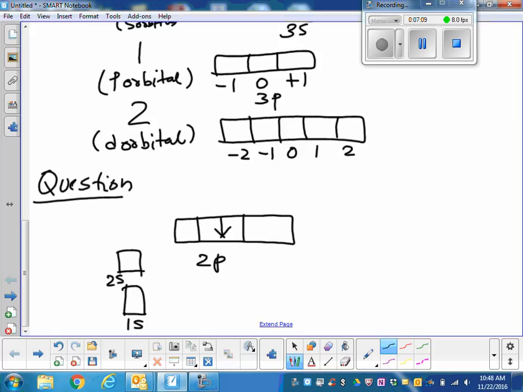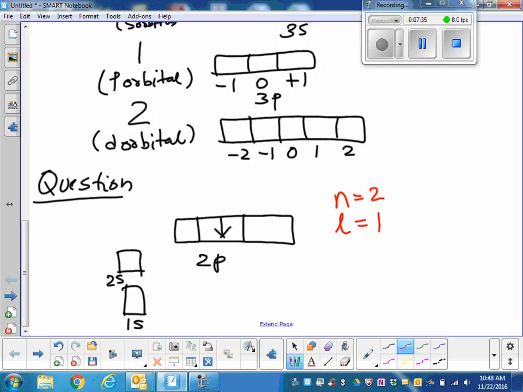Shall we do it? Okay. So what is your principal quantum number? Which energy level is it in? n equals 2. Your principal quantum number is 2. If it is in the p orbital, what is your angular momentum quantum number? l equals 1.